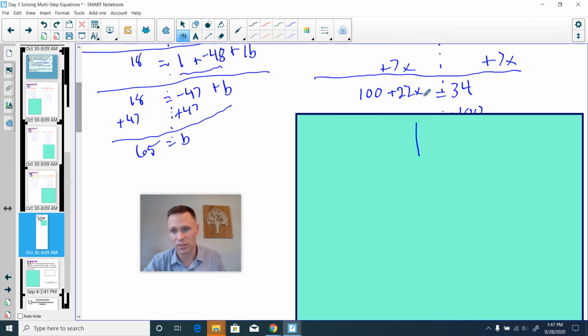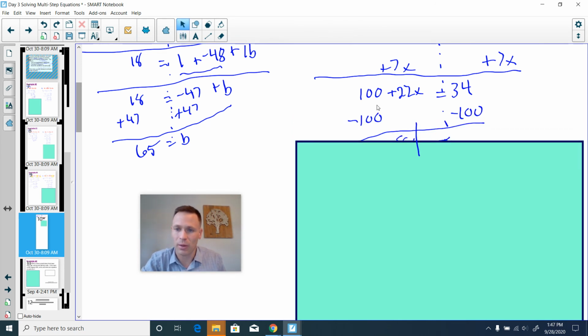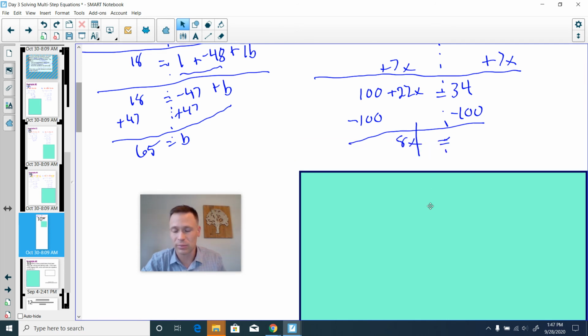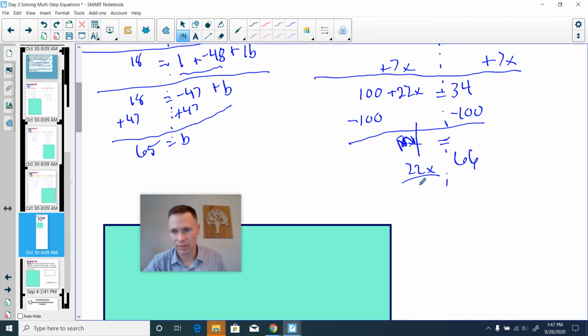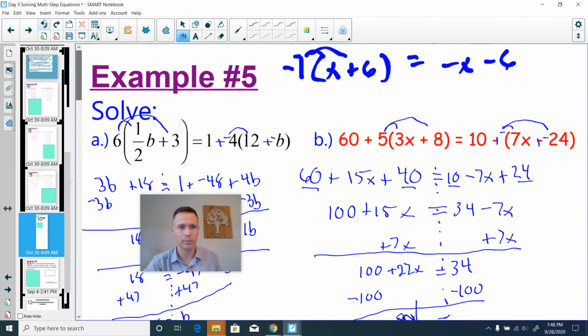Then I get 100 plus 22x is equal to 34. I subtract 100 from both sides to get... Oh, what happened there? I didn't finish this problem. All right, good deal. So I get, and it's not 8 anymore, right? It's 22x. And then 34 minus 100 is negative 66. And if I divide by 22, I get x is equal to negative 3. So that whole thing reduces down to negative 3.